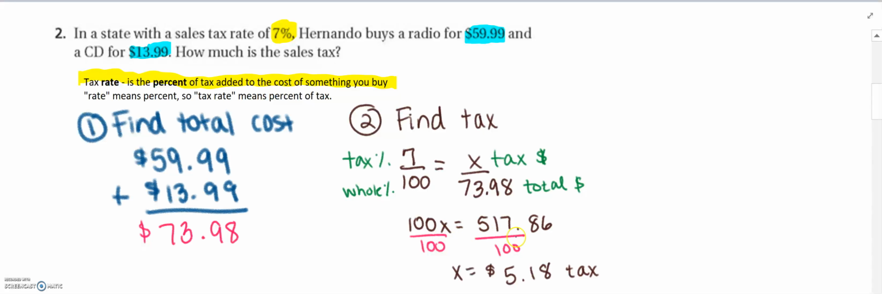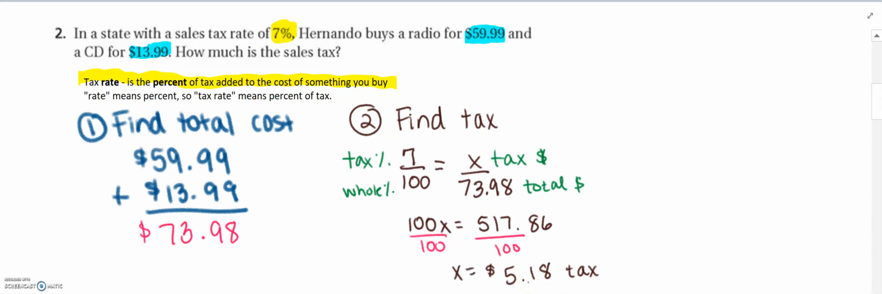Now we have a one-step equation. The way we solve it is by dividing by 100 so that we can get x by itself. And if we divide by 100 on the left, we have to do the same on the right. And we end up with $5.18 when you round to the nearest hundredths, since this is money.